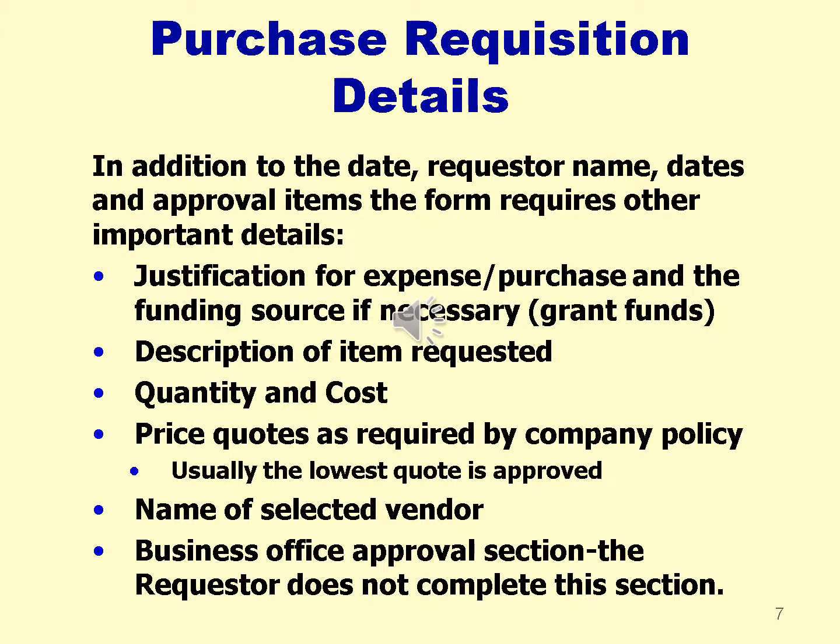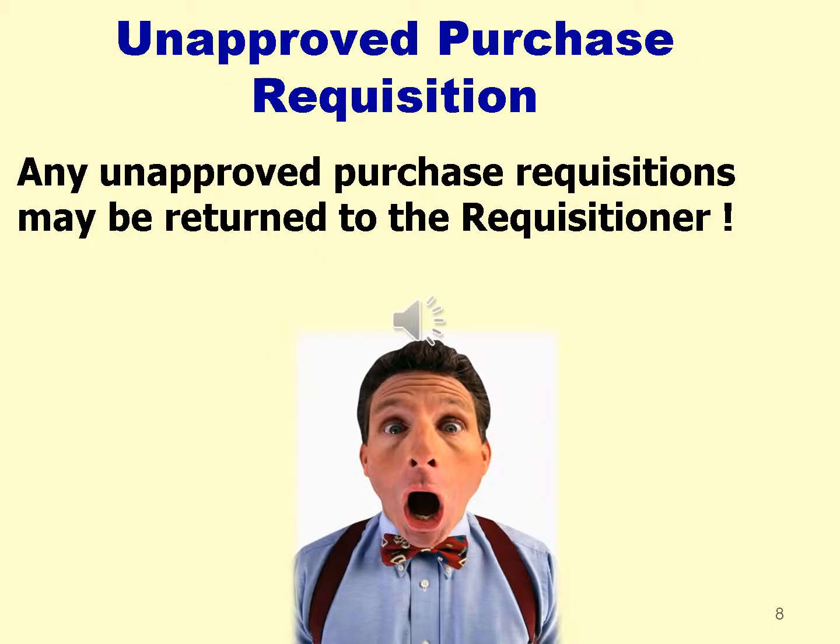The price quote is listed here, and you saw an example on the previous slide that required that price quotes must be obtained from 3 vendors for any purchase expected to be over $2,500. Usually, the lowest quote is approved and the vendor is accepted. Just because an employee requests a purchase for an item does not mean that it will be approved by management. Sometimes it's not approved because the form has not been properly completed and it is sent back to the requisitioner.